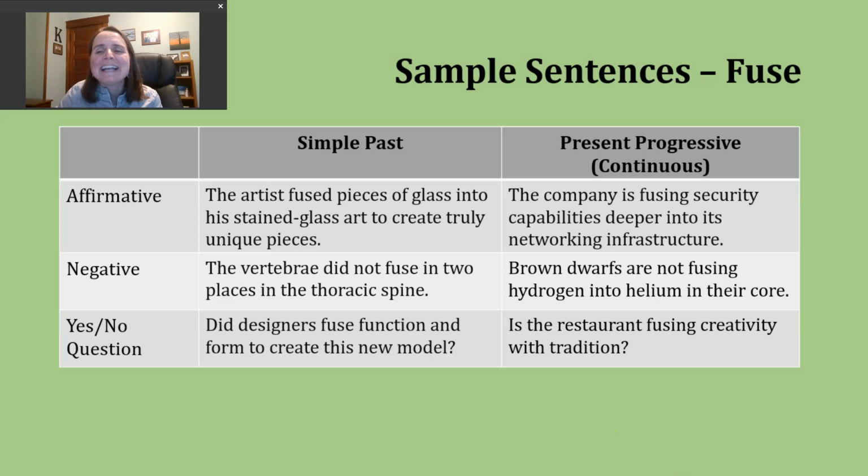Now let's look at making a yes or no question in the present progressive. To do this, we want to start with be, then we'll have our subject, then that ing form of the verb. Here's the last example. Is the restaurant fusing creativity with tradition? Again, that was sort of a question or something posed by a restaurant reviewer, and it's that idea joining together.